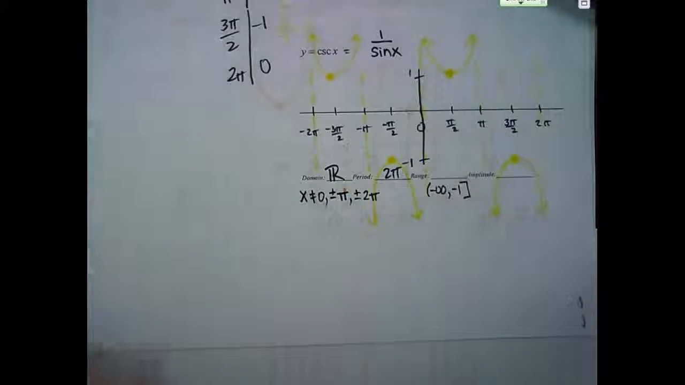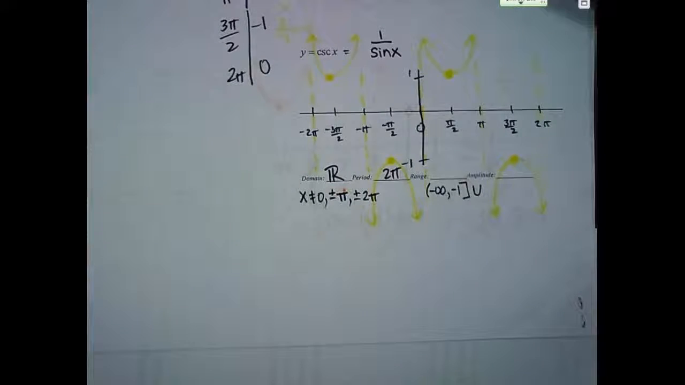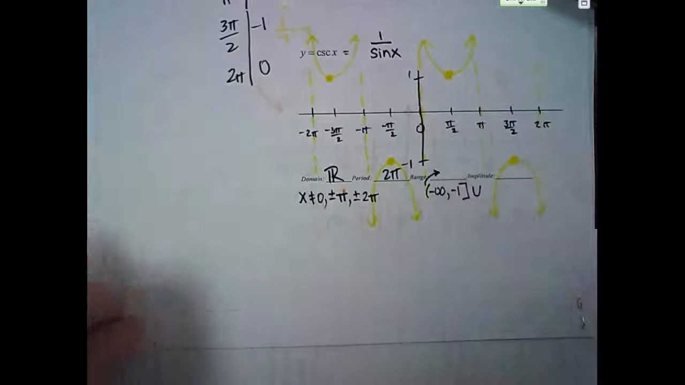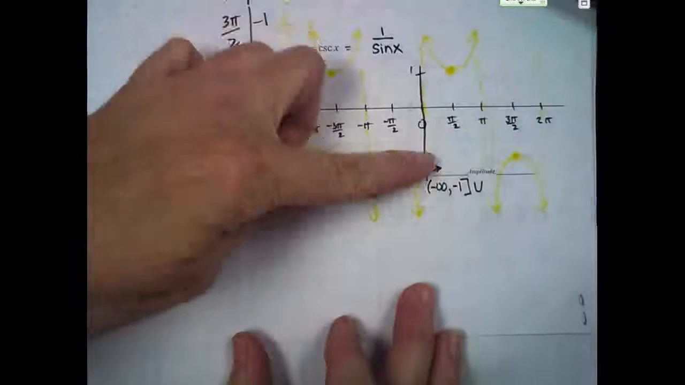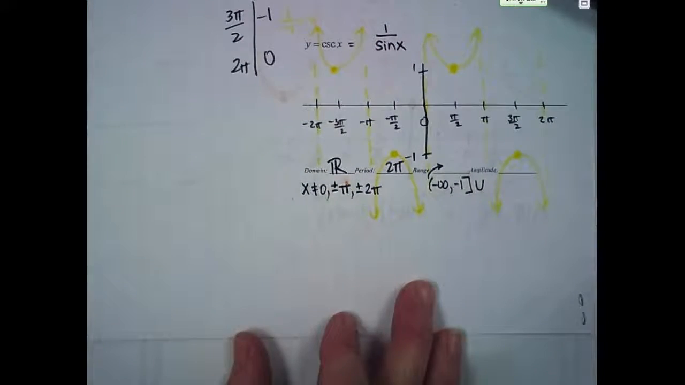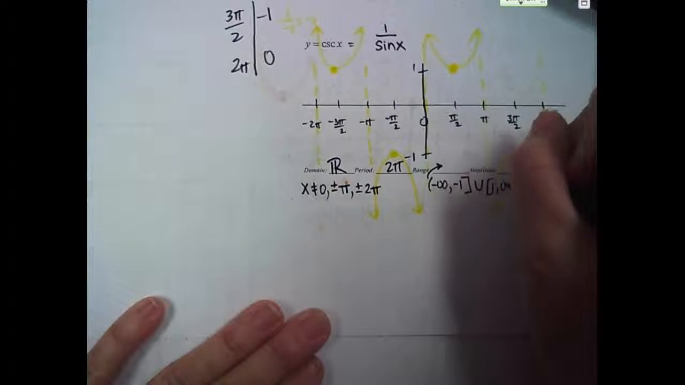Okay, and put a little U symbol, that's "and." I don't have room to fit it. This goes in this little space right here. And then where did we make a hop? We were at -1. Where did we hop up to? Come on, where did we hop up to? 1. So 1 all the way to infinity.